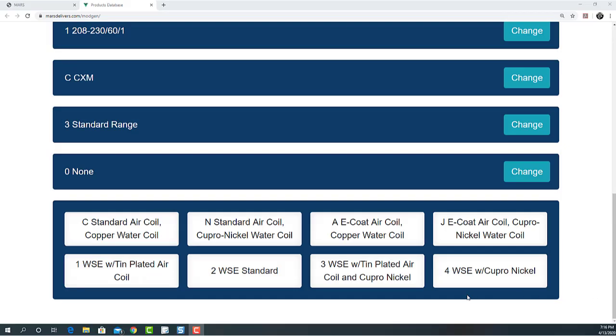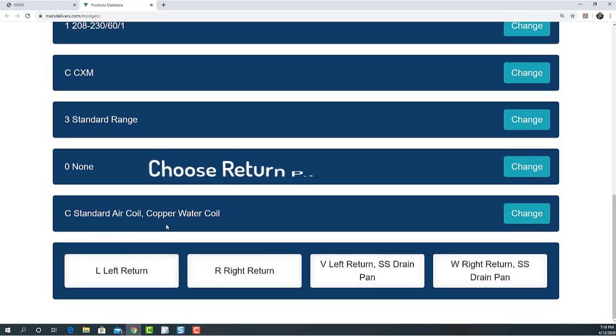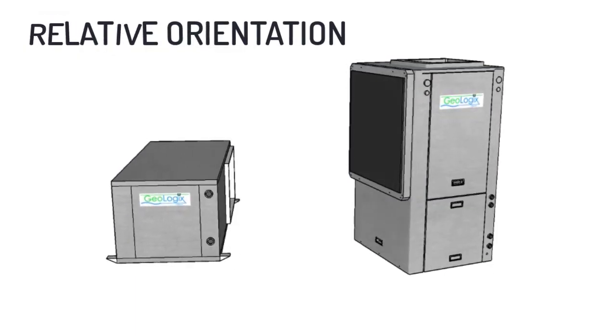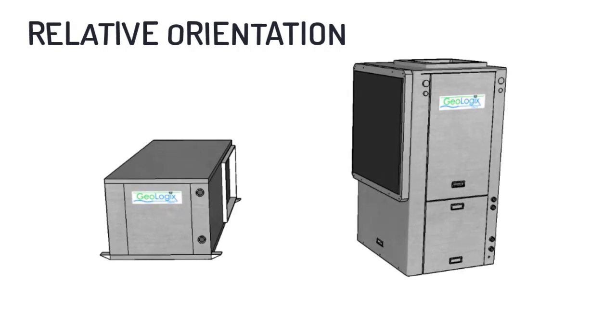From here, the app displays our available return path options, left return or right return, as well as these same options paired with a stainless steel drain pan. Note that the standard drain pan is a powder-coated galvanized steel. As for return path, and this will be reflected soon in a future decision for supply path, the relativity of left or right is dependent upon how we are viewing the equipment.